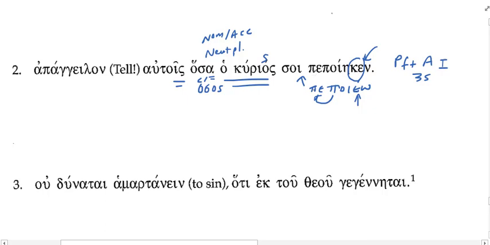Can you backtrack? It's third singular because it's nominative singular? The subject noun is nominative singular, right? The Lord. That makes the verb. So the verb has to follow the number of the subject. So if it had been hoi kurioi, the lords, then this would have had to have been third plural instead of third singular, right?